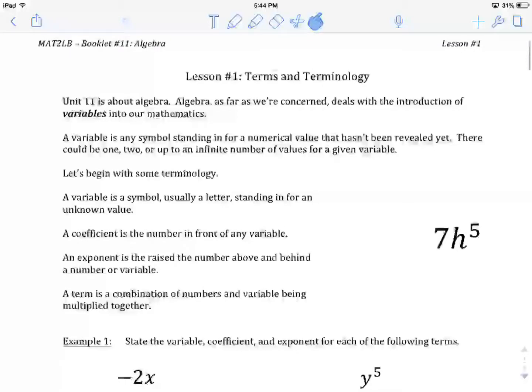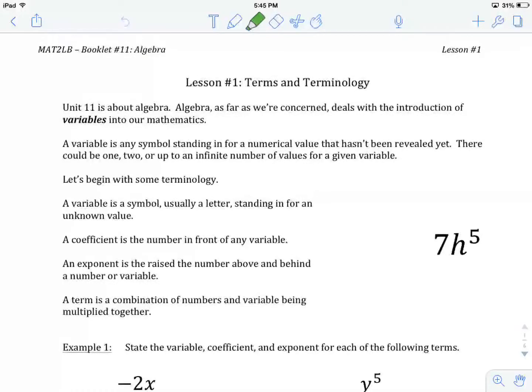Welcome to Algebra, lesson number 1, Terms and Terminology. So this lesson and this unit is about algebra, and really as far as we're concerned, algebra deals with the introduction of one of the big concepts when we're dealing with math as it gets more abstract, and that concept is variables. And by way of a definition, we have one of these right here in our notes, so let's just highlight this. We're talking about a variable.